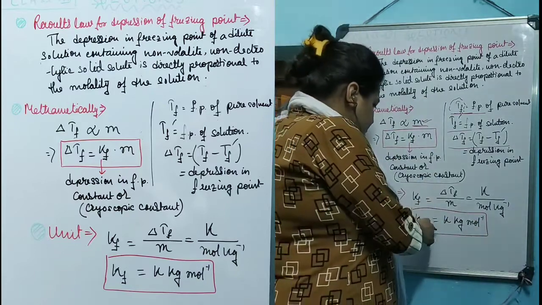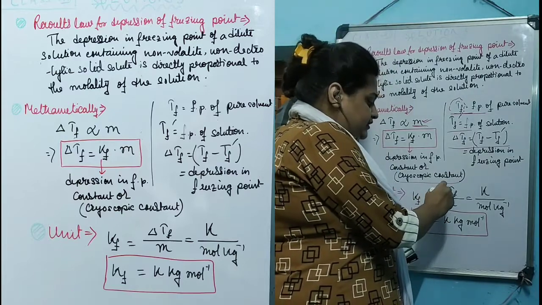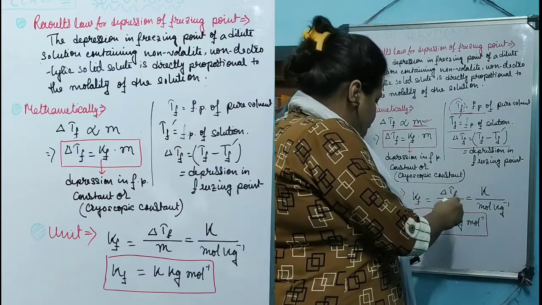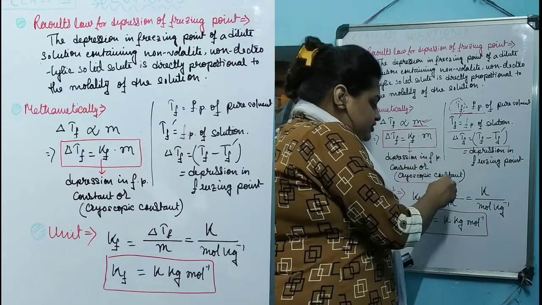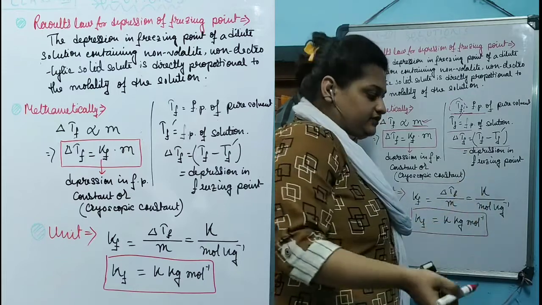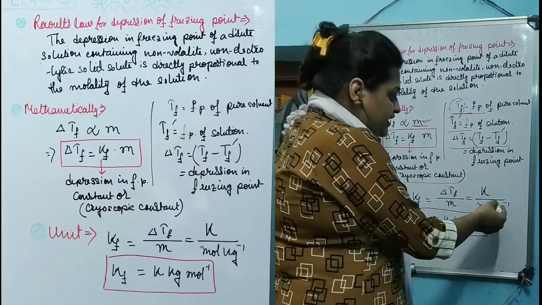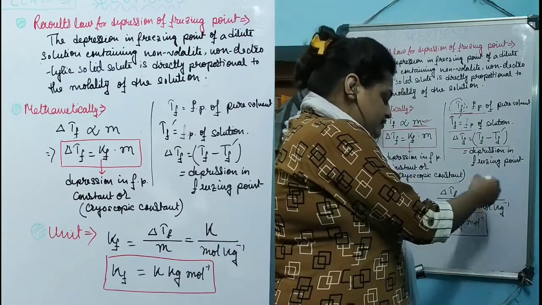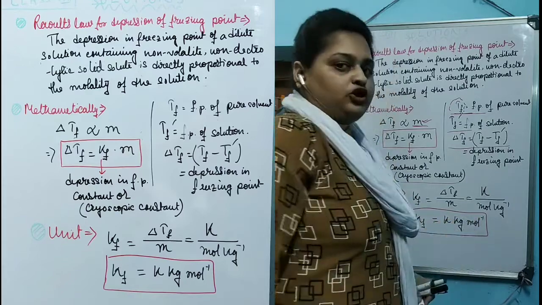The unit for Kf can be found from this equation, delta Tf equals Kf into m, or Kf equals delta Tf by m. Delta Tf is in Kelvin. The unit for molality is mole per kg or mole kg inverse. By doing simplification, the unit is found to be Kelvin kg mole inverse.